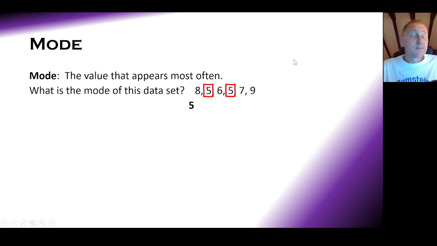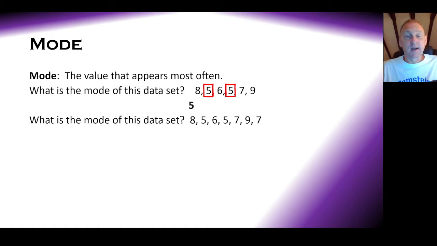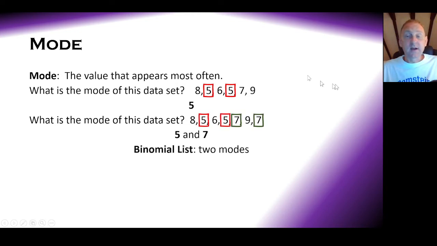And like I said, you may not have a mode if something doesn't appear more often than once. But let's take a look at this data set. We've got 8, 5, 6, 5, 7, 9, 7. What would the mode of this be? Well, we've got our 5s again, but we also have 2 7s. So yes, you can have more than one mode. And when you have 2 modes, it's called a binomial list. So this is an example of a binomial list because it's got 2 modes.